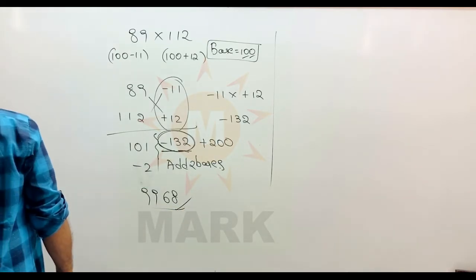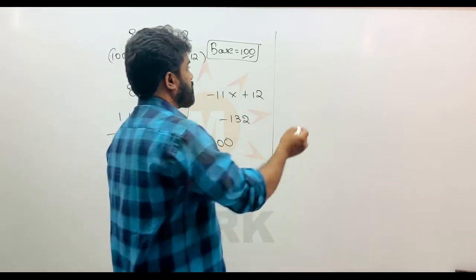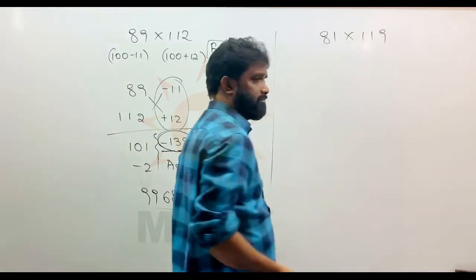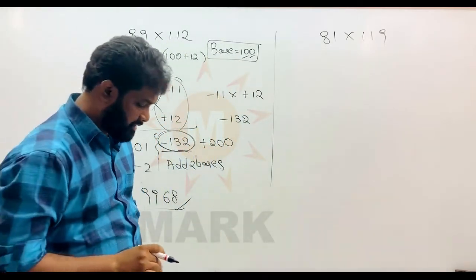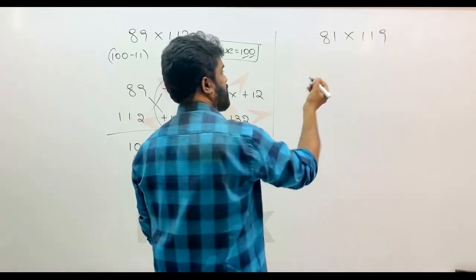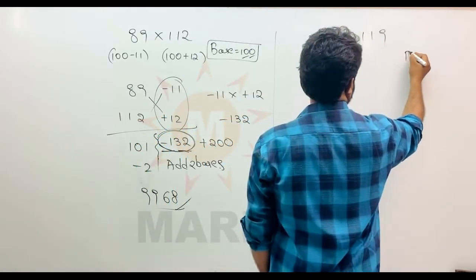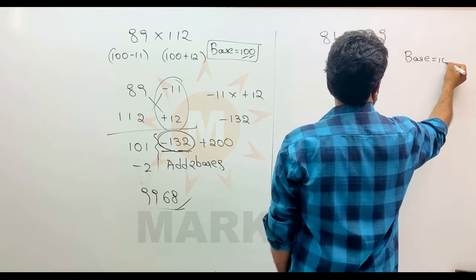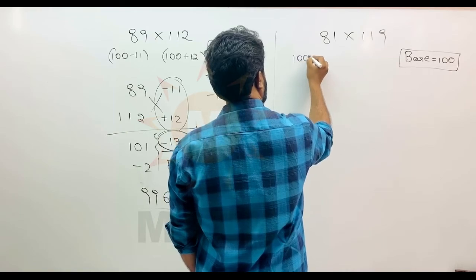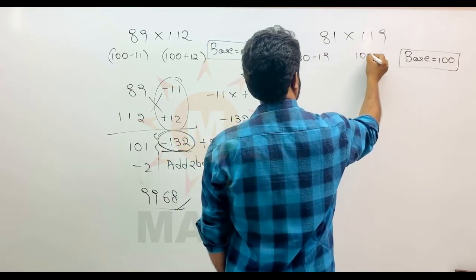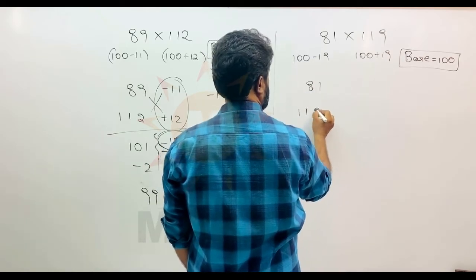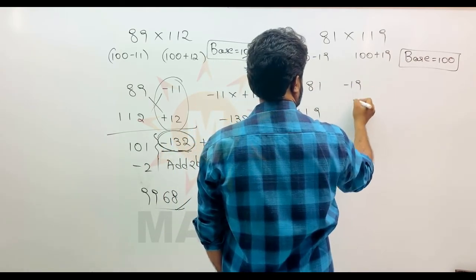Now some of our friends have sent one more question like this: 81 into 119. This is also the same type of multiplication. Many students have doubt in this process: Sir, what should I do? Why am I getting a wrong answer? Very simple. Here also the base is 100, so 70 or 80% of the procedure is the same. Here it is 100 minus 19, and here it is 100 plus 19. So I write 81 and 119, and here minus 19 and plus 19.